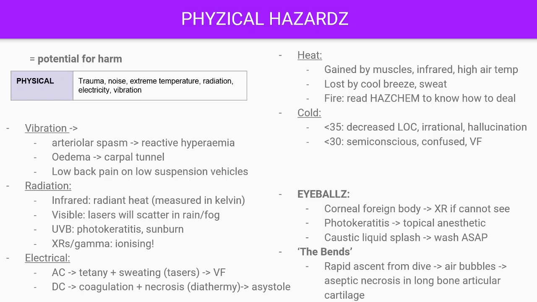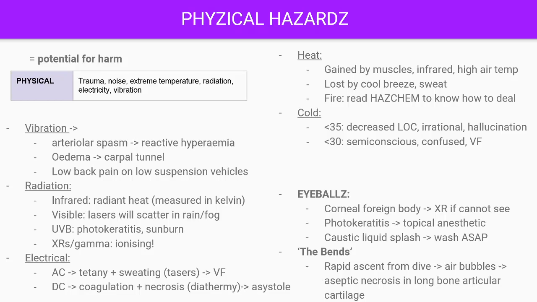Important eye stuff. If you have a corneal foreign body, like if someone says, oh, I felt something go into my eye, and you can't see anything when you turn out their eyelid, it's really important to get an x-ray because it's really damaging. And a penetrative eye injury is the worst. Photokeratitis is essentially like your sunburn, so it can be really painful. They give topical anesthetic drops.